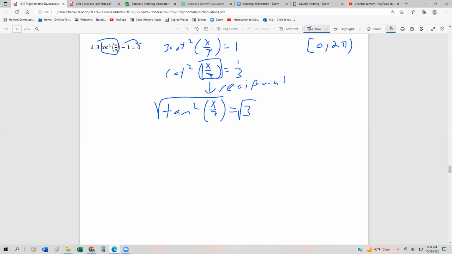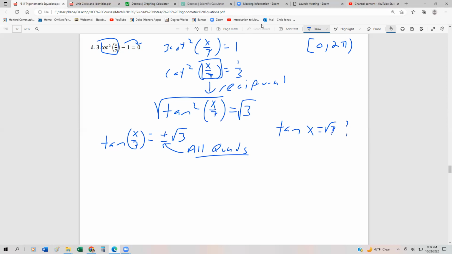And so we're going to end up with the tangent of x over 7 equal to plus or minus the square root of 3. Now, remember, plus or minus means that we're going to be in all the quadrants, so we don't have to worry about our All Students Take Calculus. So we're looking for when the tangent of x equals the square root of 3. That's the question we really want to answer, and that's going to be at pi thirds. We should have that memorized.